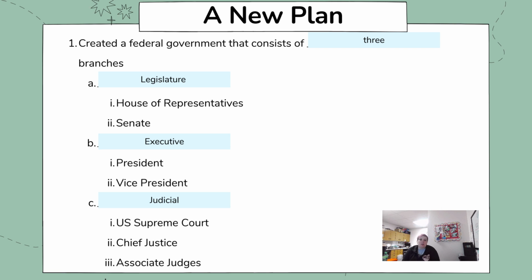And then finally, you have the judicial branch. This is the group that determines whether or not laws are constitutional. So the highest court in the land is the U.S. Supreme Court, which is made up of 1 chief justice, and then other associate judges. Right now, we have 9 members of the Supreme Court, so 1 chief judge and 8 associate justices.